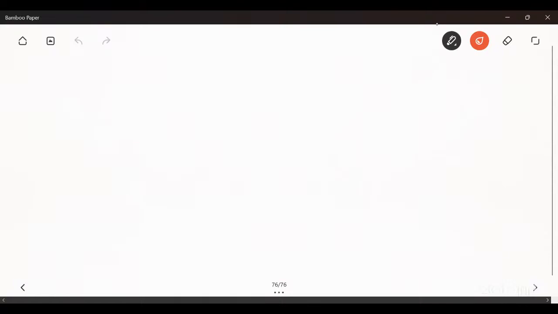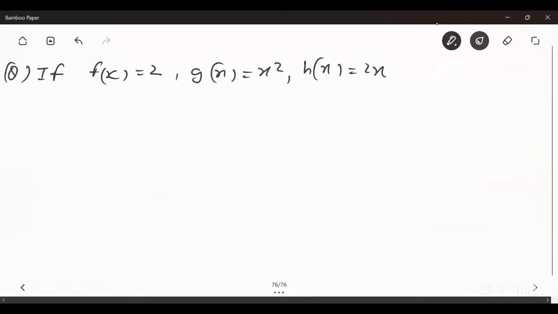Now the next question is, if f(x) is equal to 2, g(x) is equal to x square, h(x) is equal to 2x for all x belongs to R, then find f of g of h of x.